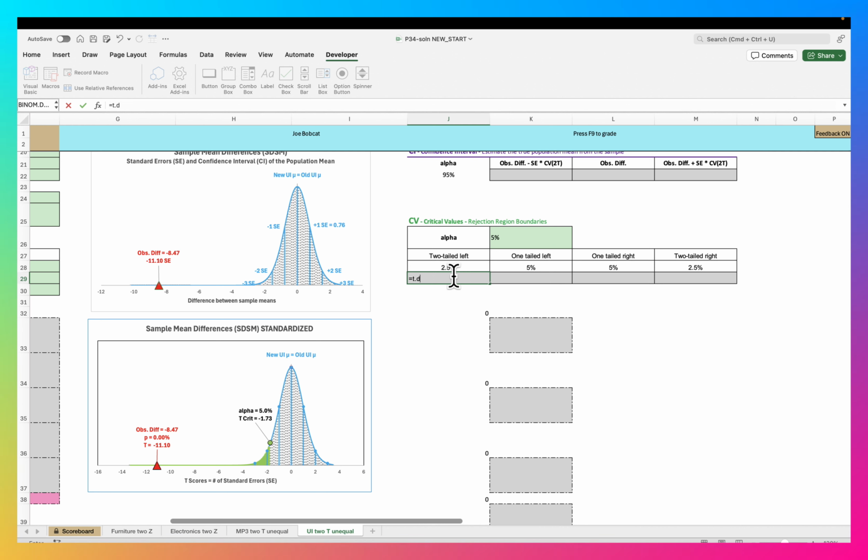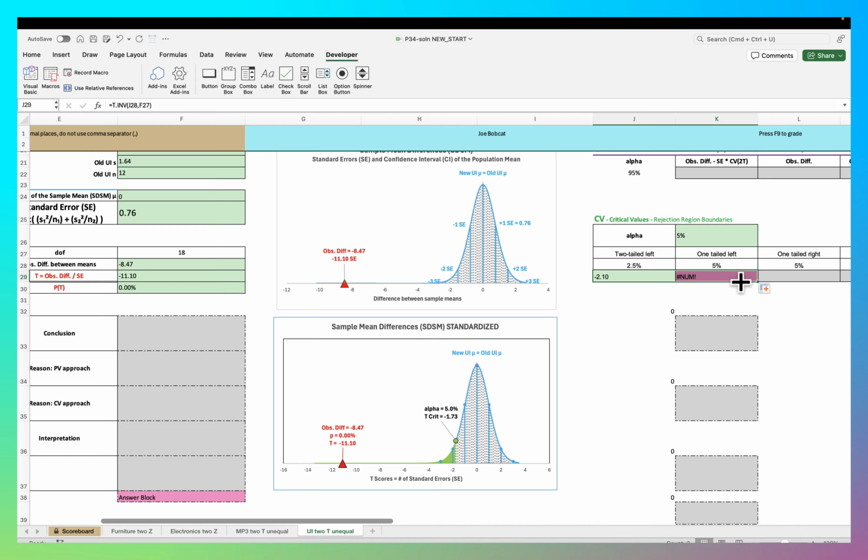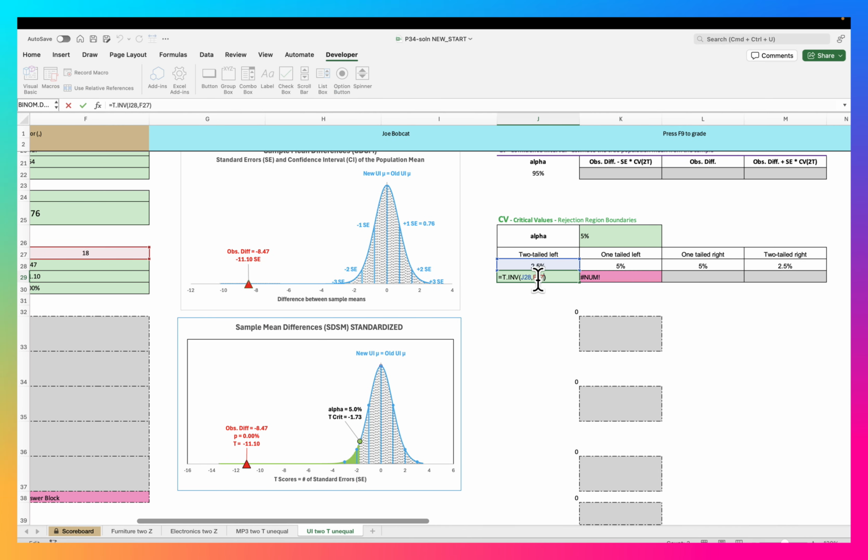Okay, and then equals t dot inverse, probability, and degrees of freedom. Oops, shoot, forgot my comma. Probability, comma, degrees of freedom. Oh, and I didn't lock degrees of freedom, which is why that didn't copy. So let's lock it, and copy across, and then fix this one so it's looking the other way. 1 minus.